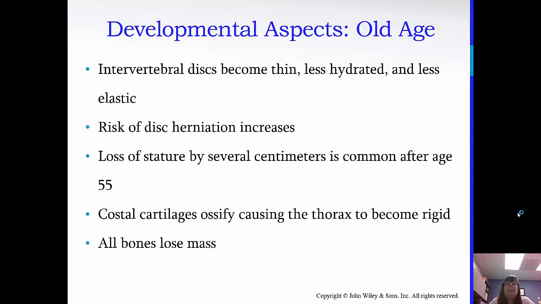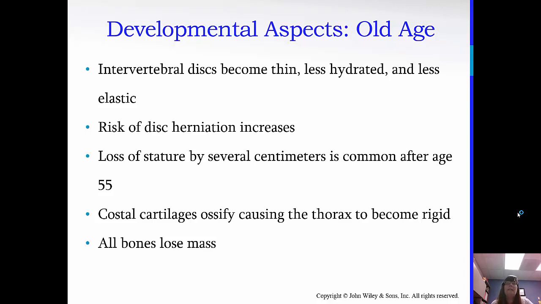So as we age, intervertebral discs become thin, less hydrated, less elastic. Your risk of disc herniation goes up a lot. You have a loss of stature by several centimeters. This is very common after the age of 55. Costal cartilages ossify, causing that thorax to become rigid, so you can't breathe like you were able to before.